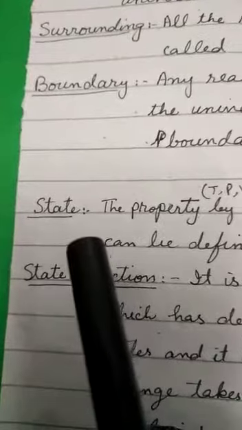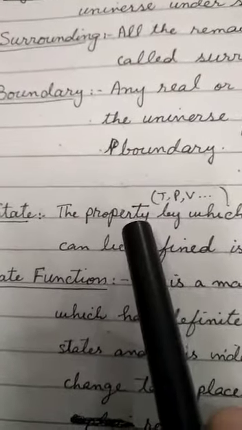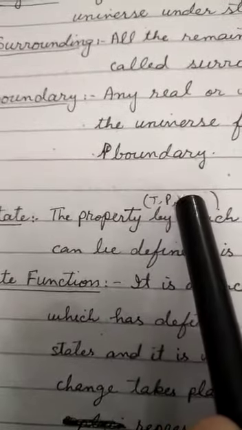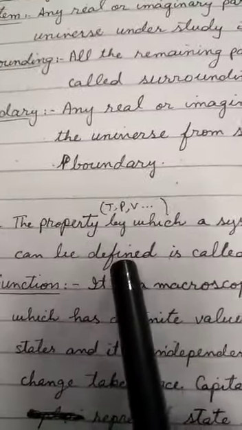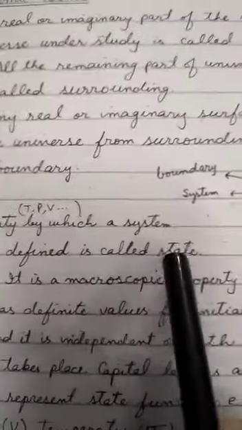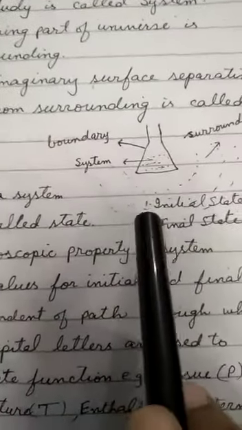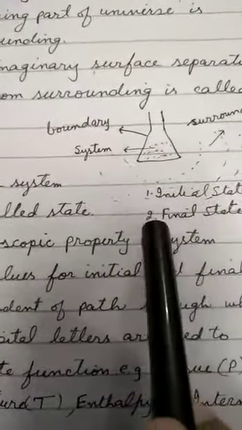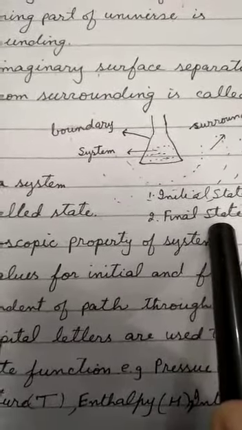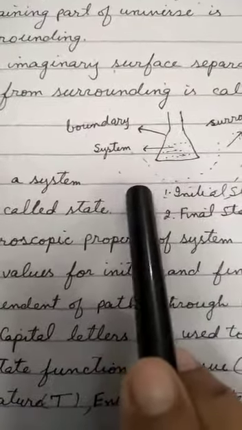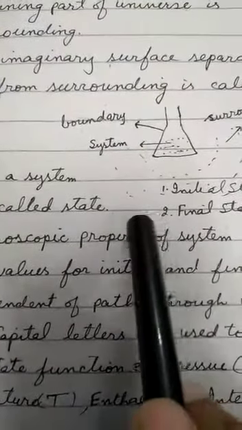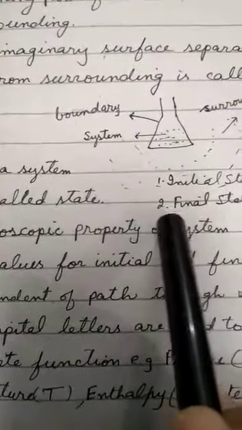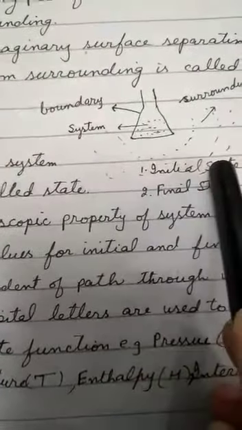Next term is the state. The properties, temperature, pressure, volume, by which a system can be defined or explained is called the state. States are of two types, initial state and final state. The start of the reaction is always known as the initial state, and the end of the reaction, when the reaction stops, is known as the final state. Generally we put 1 for the initial state and 2 for the final state.